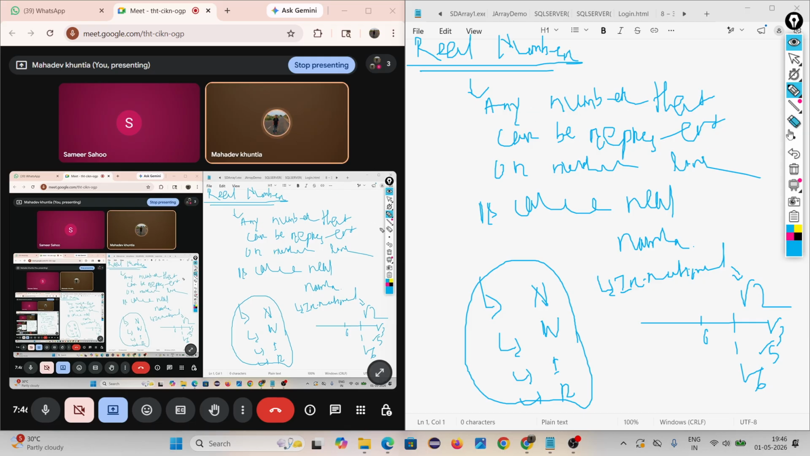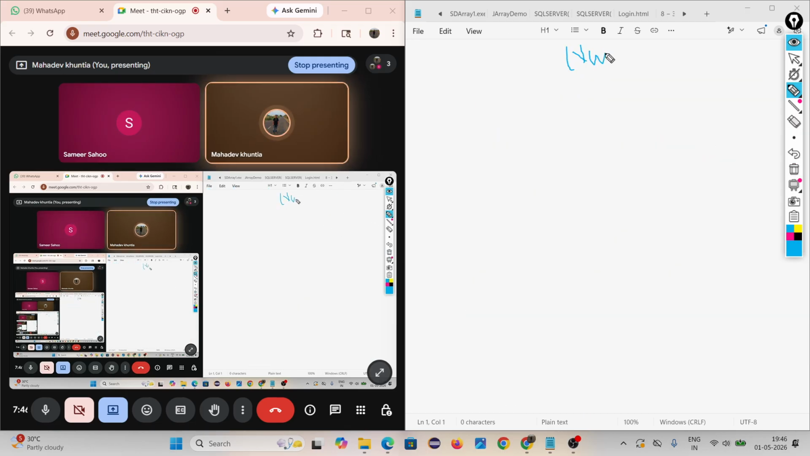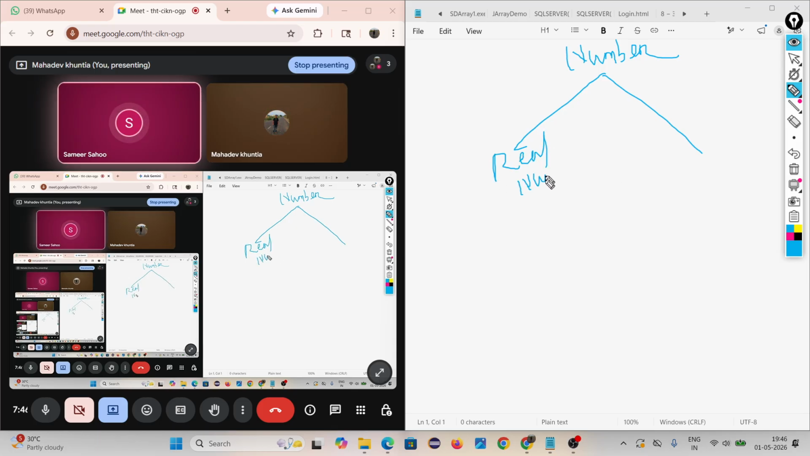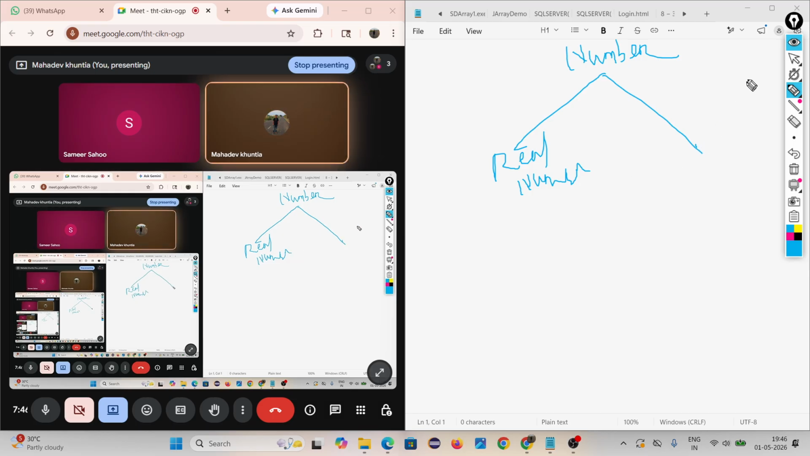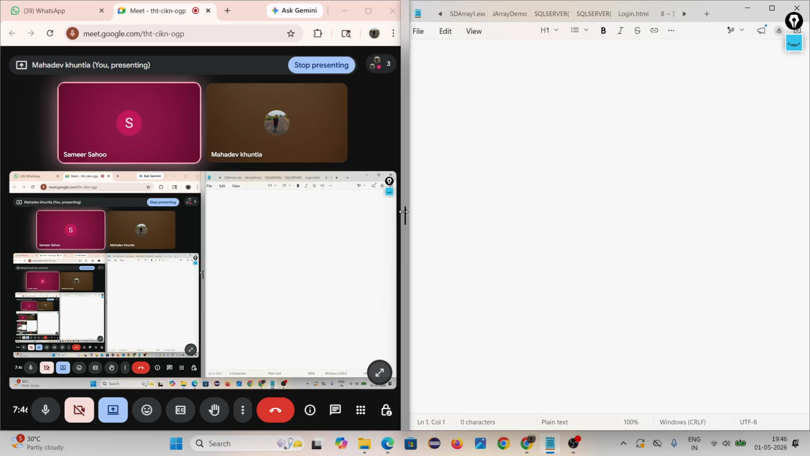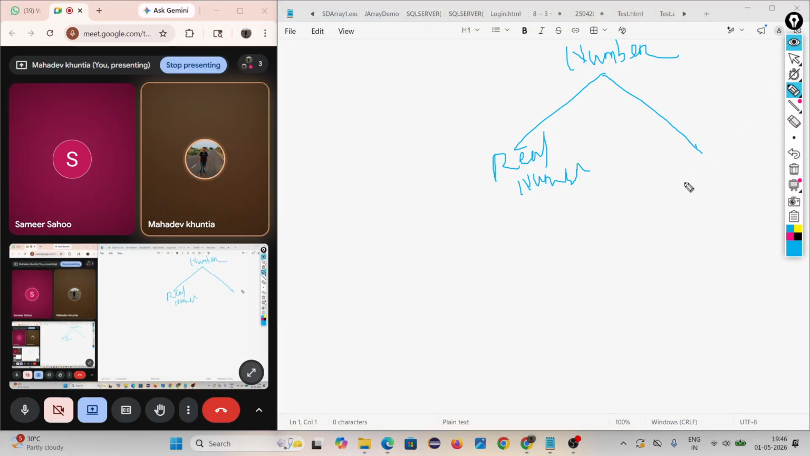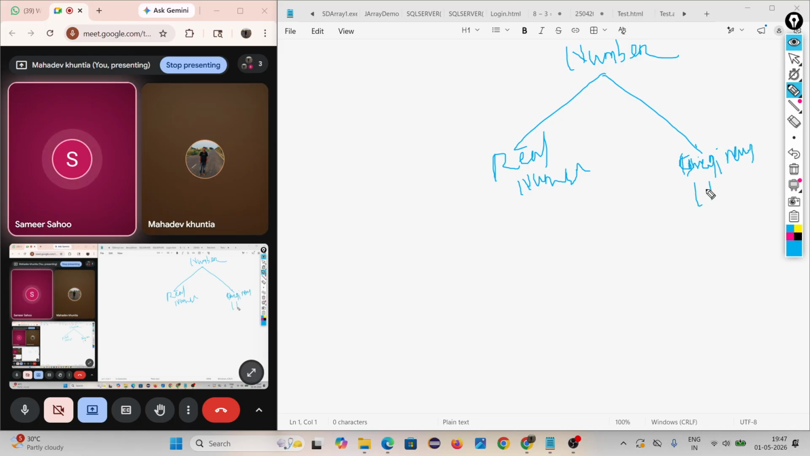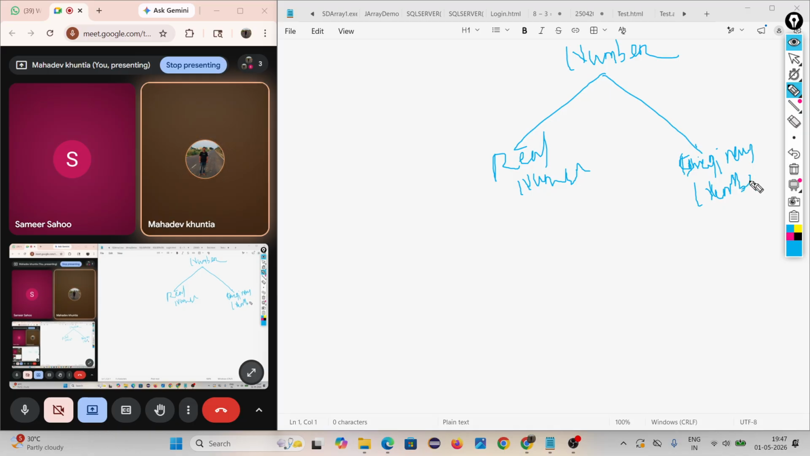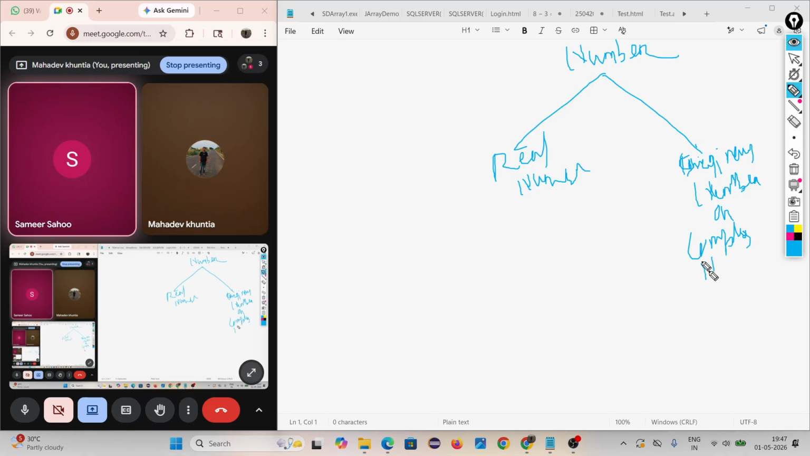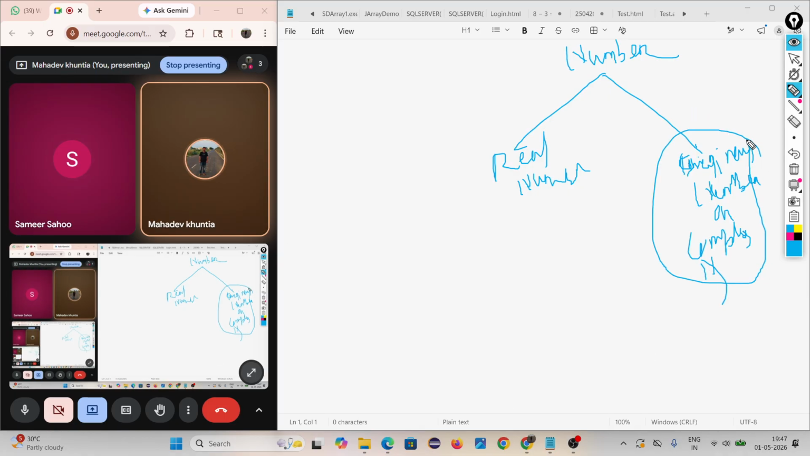Okay? That means if I write the number hierarchy or number diagram, numbers are divided into two categories: real numbers and imaginary numbers, also called complex numbers. Remember, this chapter you will learn in 11th class.